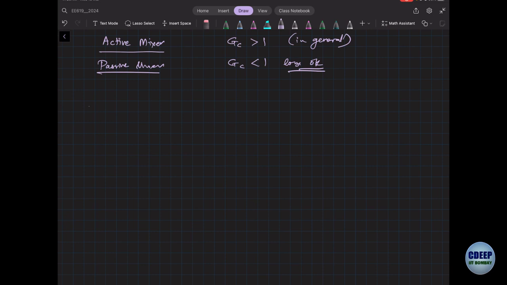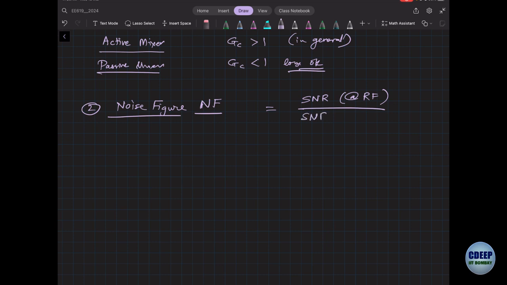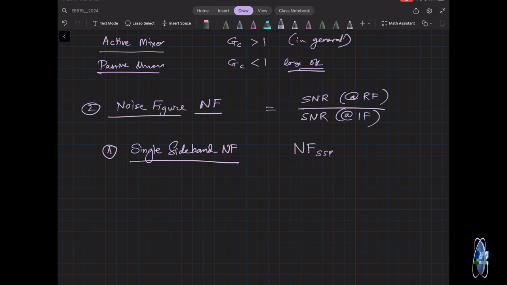Okay. The second part we are going to talk about is noise figure, NF. So this is given by SNR at the RF port divided by SNR at the IF, wherever the output of the mixer is. Now there are two terms which you need to understand. One is called single sideband noise. Okay. It's also denoted as NF SSB.